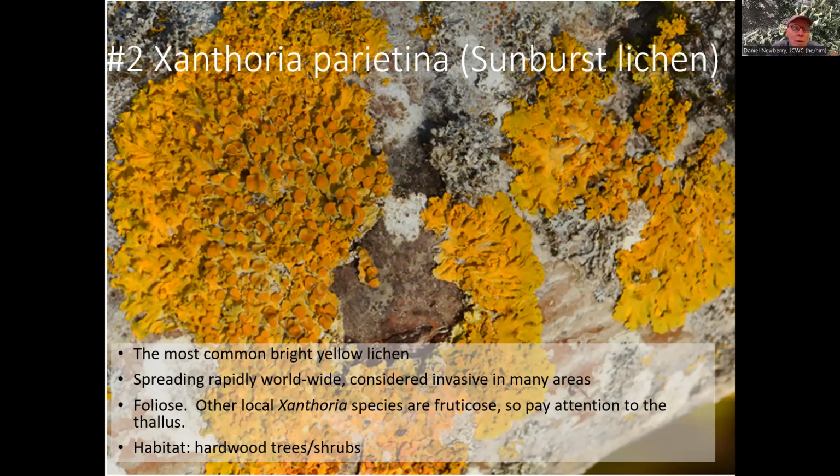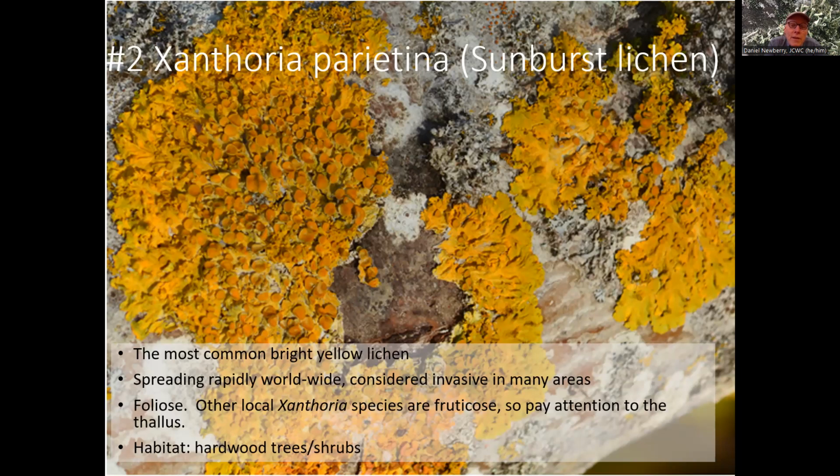much, much darker than the foliose thallus. And these are sticking out. These are known as apothecia, and these are parts of the lichen that are associated with sexual reproduction. So the habitat for sunburst lichen is hardwood trees and also shrubs. And I should point out that if there were to be any invasive lichen species, it would be this one.